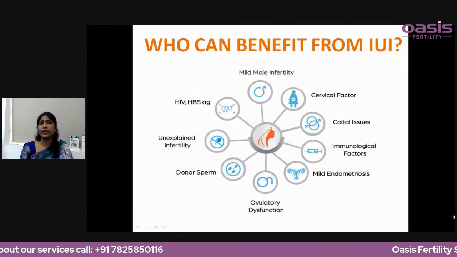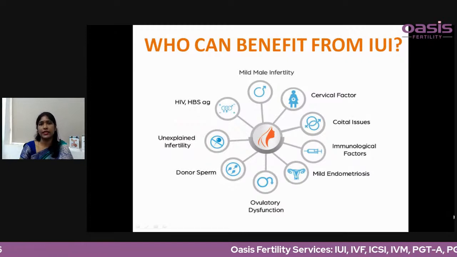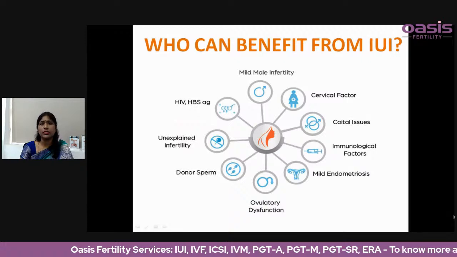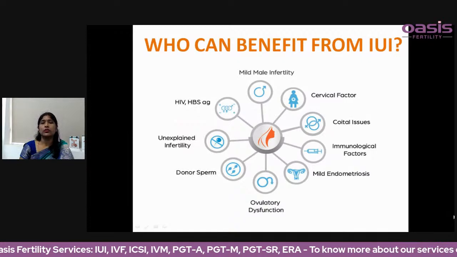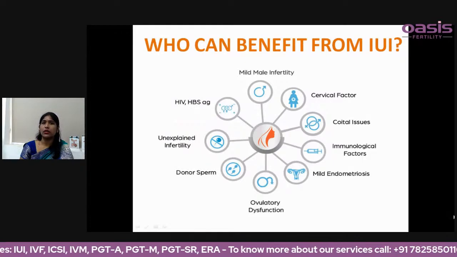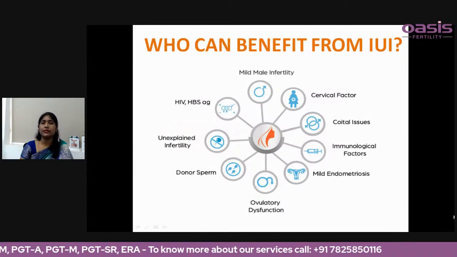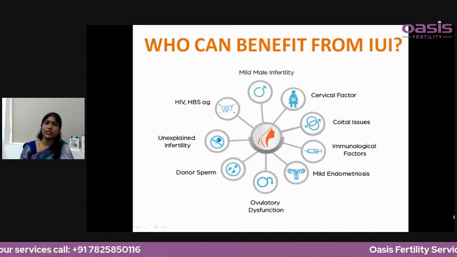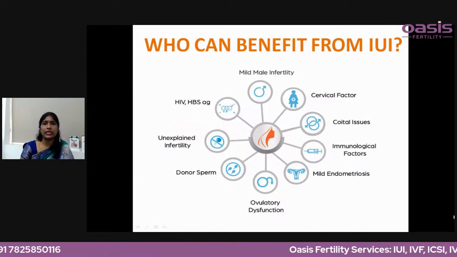The second is when there is a cervical factor. That is, those women who have a hostile cervical mucus. Hostile means it is not favorable for the sperms to cross through it. So if these women have very thick mucus, or if the sperms are getting trapped inside the cervical mucus, how does IUI help? Because we are directly introducing the sperm inside the uterus, this cervical factor can be easily overcome.